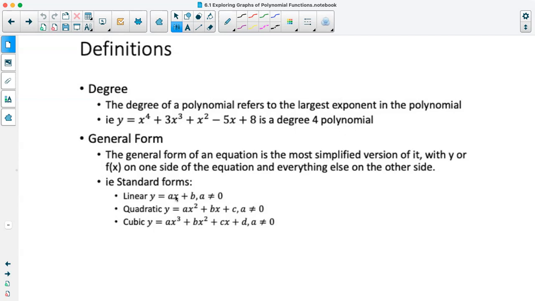So linear would be y equals ax plus b, quadratic is y equals ax squared plus bx plus c, cubic is y equals ax cubed plus bx squared plus cx plus d. For all of them, we have a cannot equal 0 because that's ensuring that for linear, we have x to the power 1, for quadratic that we've got x squared, and for cubic that we have the x cubed term.